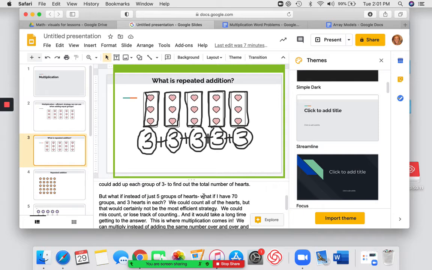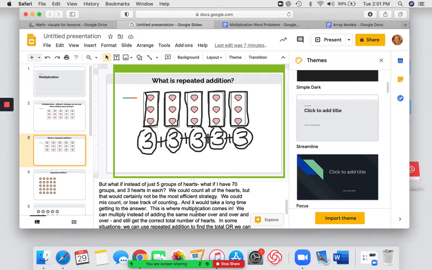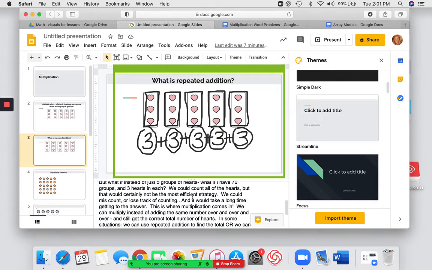But what if instead of just 5 groups of hearts, I had 70 groups and there were 3 hearts in each group? We could count all of the hearts, but that would certainly not be the most efficient strategy. We could miscount or lose track of our counting, and it would take a long time to get to the correct answer. And sometimes we might not even get to the correct answer because it's tricky counting all of those hearts. So that is where multiplication comes in.